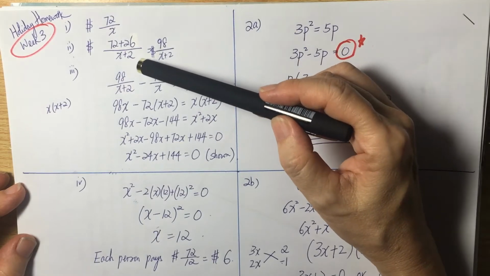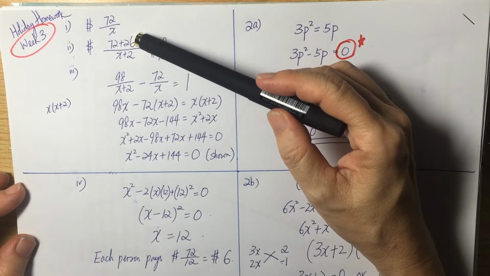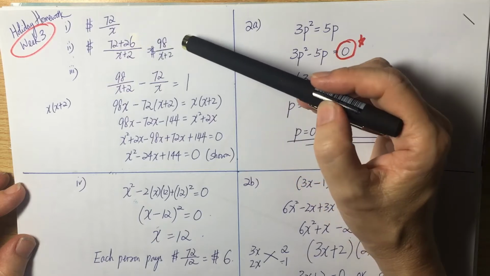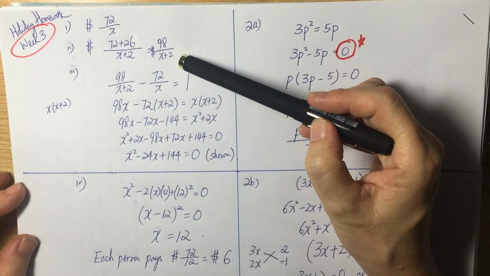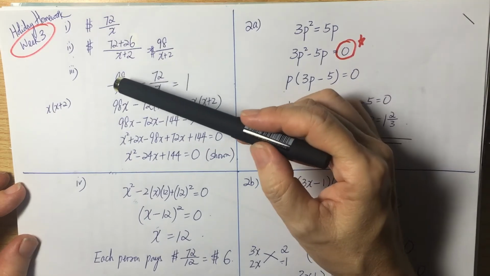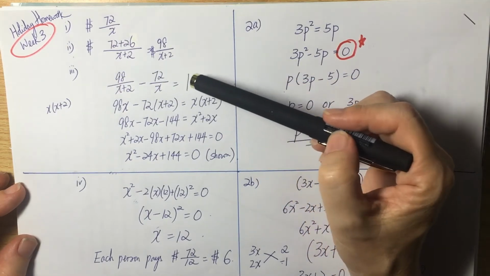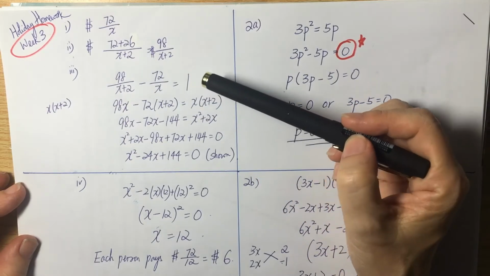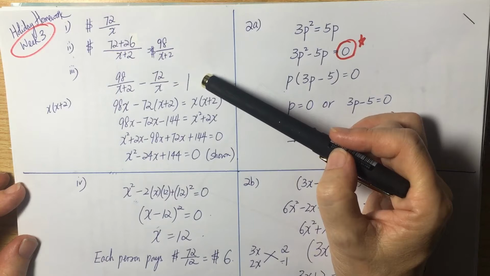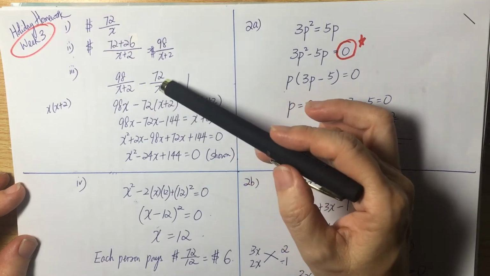And when 2 people are added, they spend another $26 extra. So the total is $98, but the total number of people is x plus 2. So the difference between these two amounts is $1. So now we have an equation with fractions.